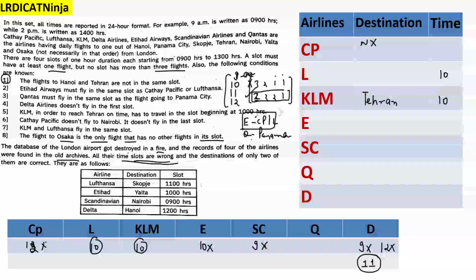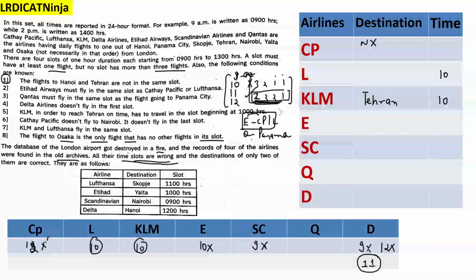Acha, first look at this information. Etihad and CP are in the same slot. Now, Etihad cannot be in the 10, CP cannot be in the 12, and Delta is already fixed at 11. So can Etihad and CP be in the 11 a.m. slot? No, because 11 a.m. is already full. There cannot be two flights in the same slot, because we know that we are left with this case, 2221. So only two flights can be in the same slot.